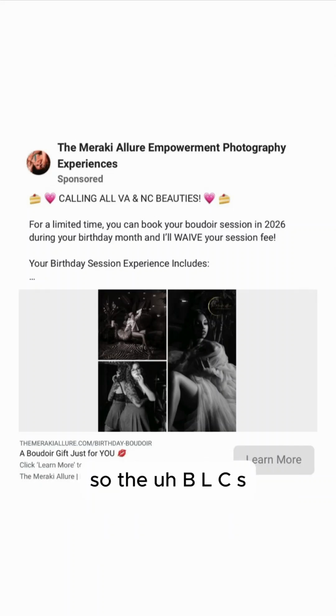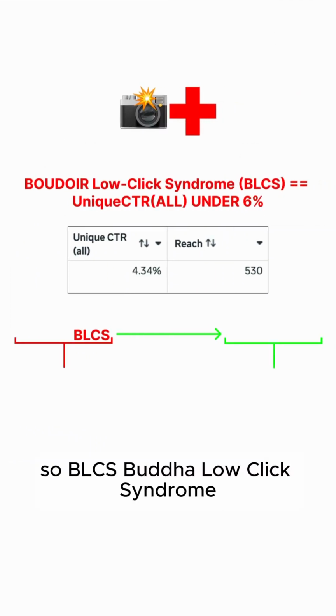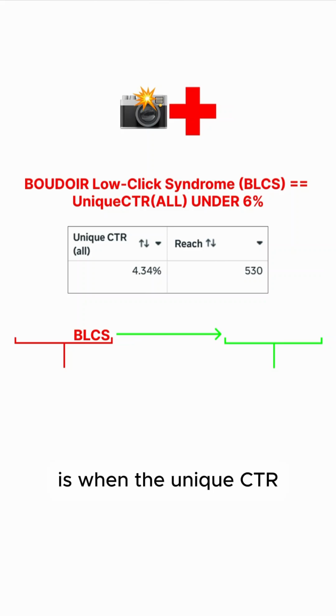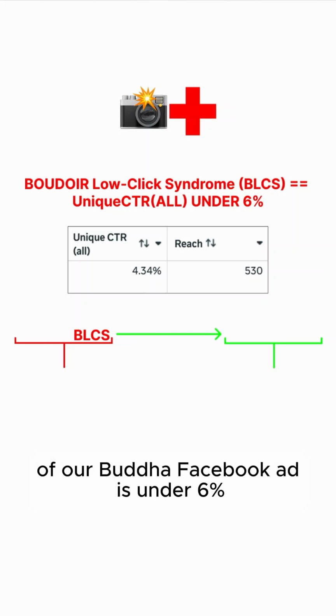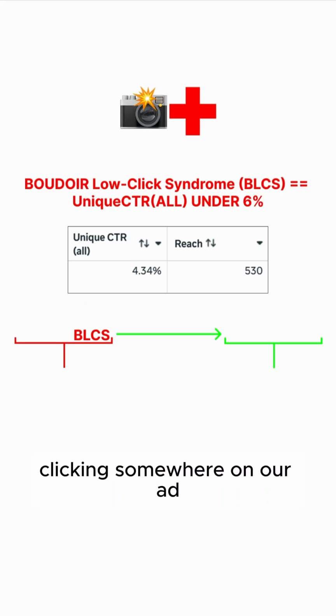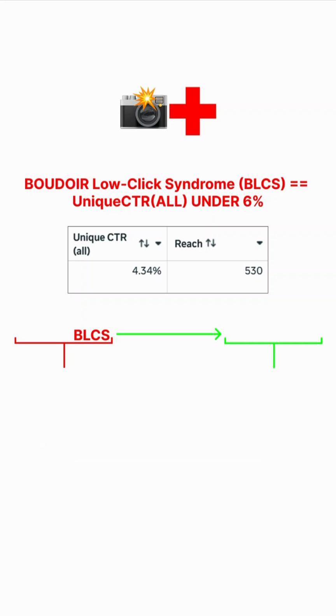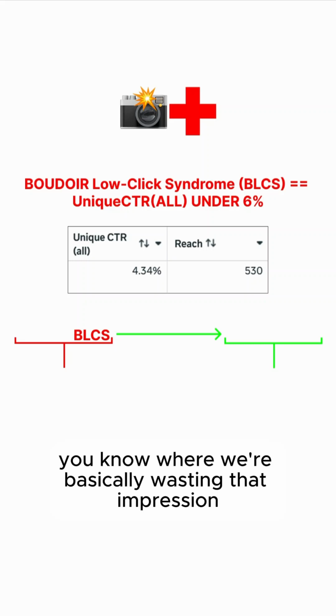BLCS, Boudoir low click syndrome, is when the unique CTR of our Boudoir Facebook ad is under 6%. So this means fewer than 6 out of 100 women are clicking somewhere on our ad, aka it's the number of women out of 100 that are not simply scrolling right on by, where we're basically wasting that impression.